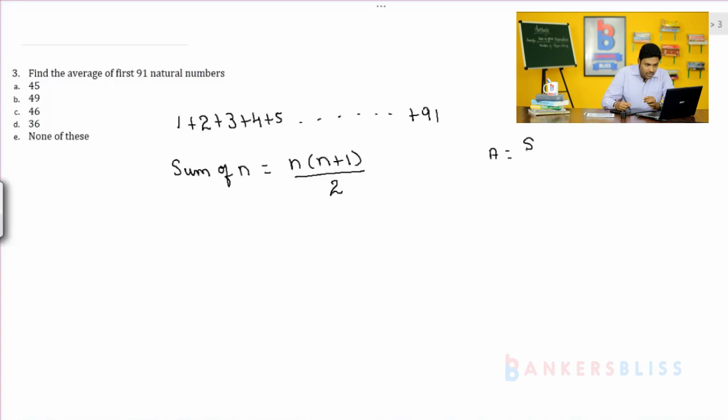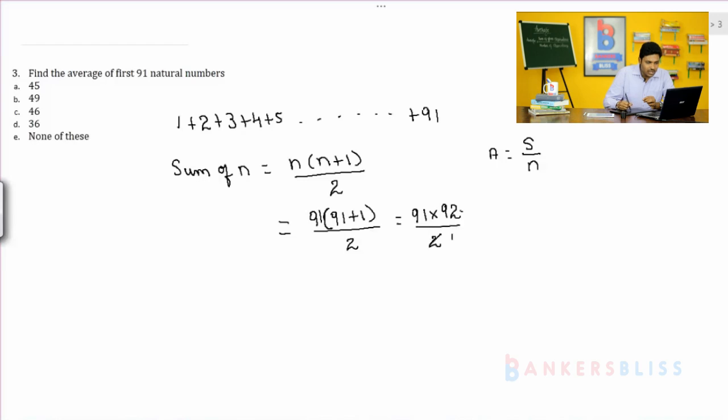average is equal to sum by n, sum of the observations by number of the observations. So, I have to calculate the sum of the numbers. The sum, where n is equal to n into n plus 1 by 2, that formula we can use. Which is equal to 91 into 91 plus 1 whole divided by 2. So, which is equal to 91 into 92 by 2.